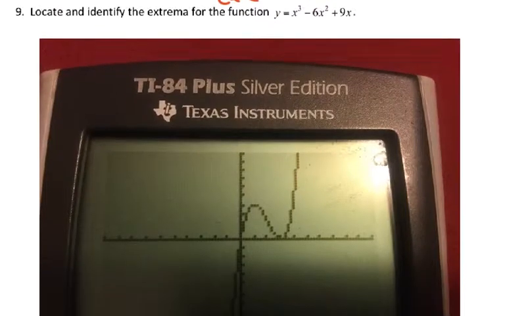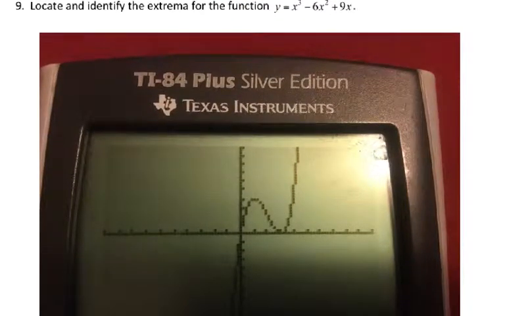So this is what I get when I graph it on my calculator. There's a local maximum and a local minimum, and you can use your maximum and minimum function. This is at a max, and then this is at a min. Although I can kind of just tell by looking at the graph that the maximum is at (1, 4) and the minimum is at (3, 0). But if you use your max and min function on the calculator, you'll get the exact same answer.